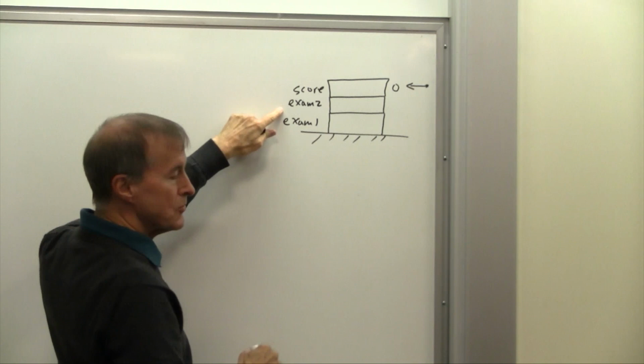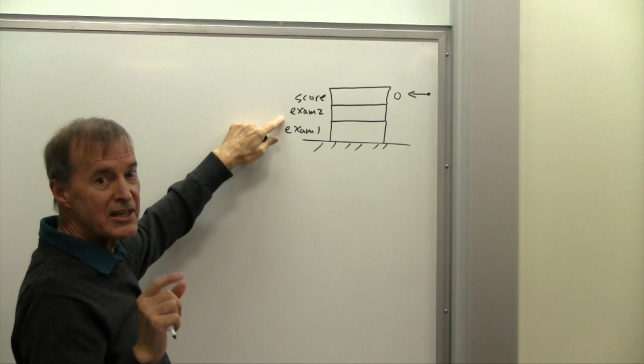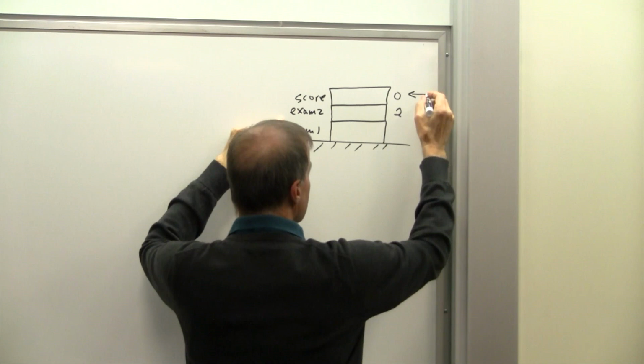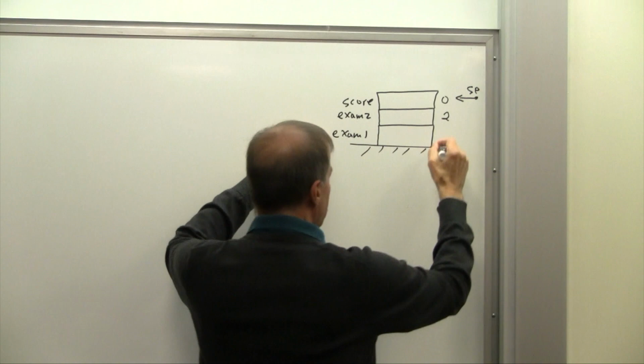Well, wait, what is the type of score? I know it's a variable, but what is its type? It's an integer, so it's going to take how many bytes? Two bytes. So do you see that the address of this is going to be 2 relative to the stack pointer? Is everybody clear? And what is the stack address of exam 1? 4. So this is going to be 4.